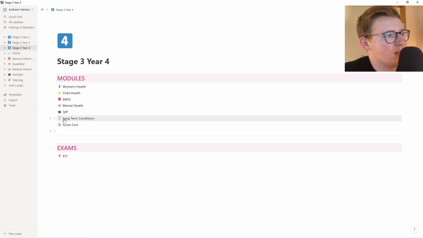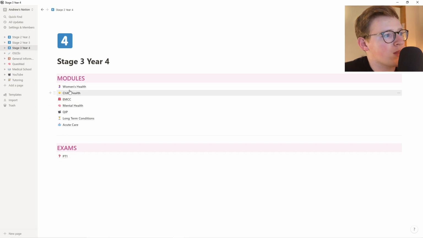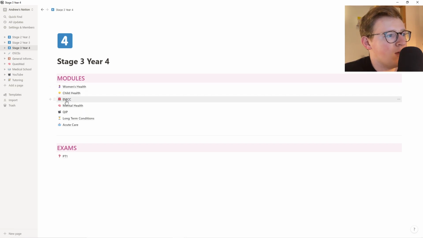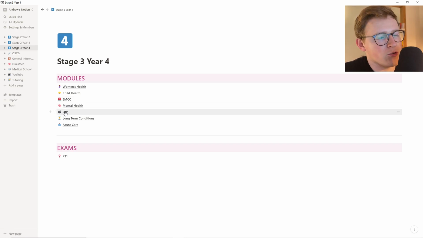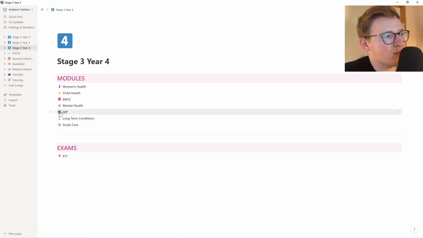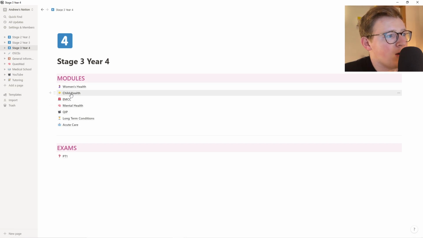I've got one here recently, that was in November. So my blocks are women's health, child health, that's emergency medicine and critical care, mental health. This is a project we have to do, long-term conditions and acute care. So these ones actually go into year 5, so I need to move those. But I'm currently on child health, that's basically paediatrics and neonatology, a little bit of antenatal stuff as well, and perinatal.